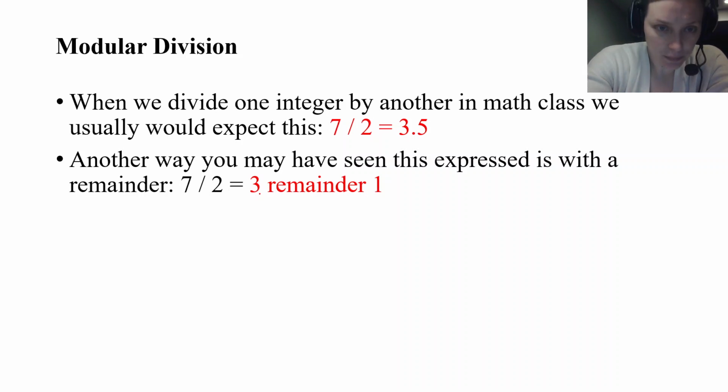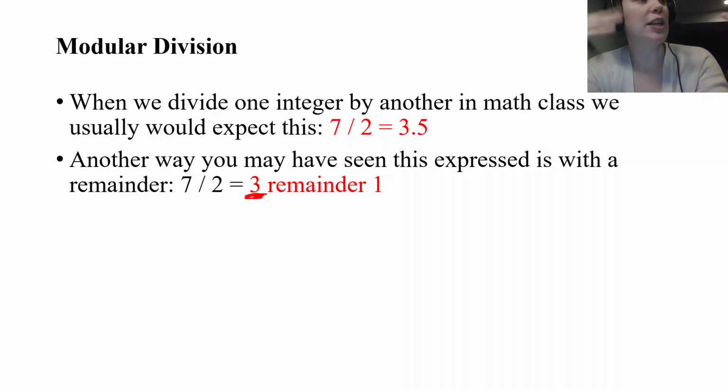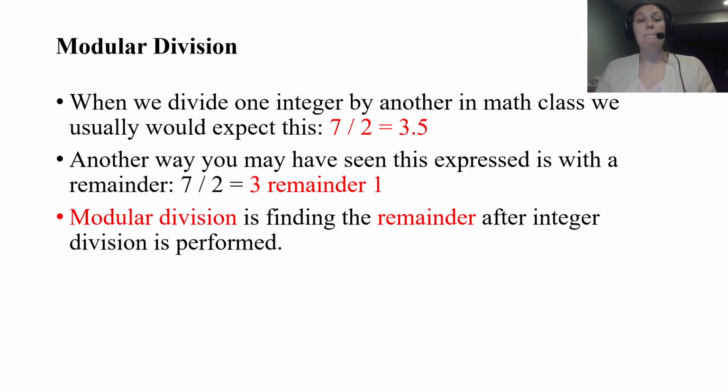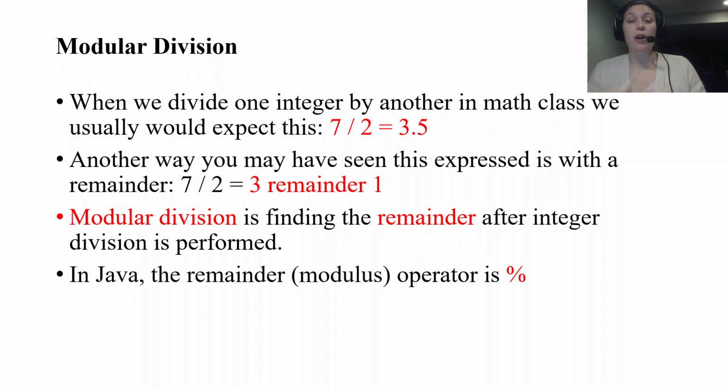Integer division is interested in the 3, right? 7 divided by 2, integer division is a 3. Okay? Modular division says 7 mod 2 is going to be 1 because modular division is interested in that remainder. Okay? Modular division is finding that remainder basically after integer division is performed. The remainder operator, or the modulus operator, is the percent sign.